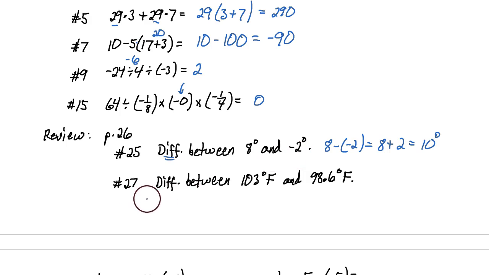Number 27, find the difference between these two temperatures. The word difference implies subtract them to find out how far apart they are. 103 subtract 98.6. This makes 4.4 degrees Fahrenheit.